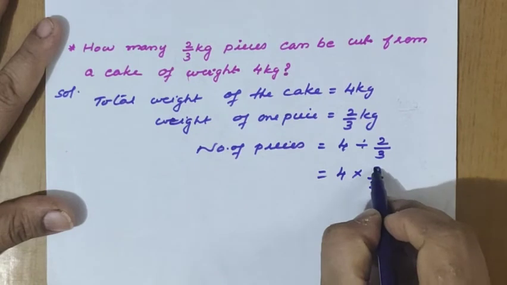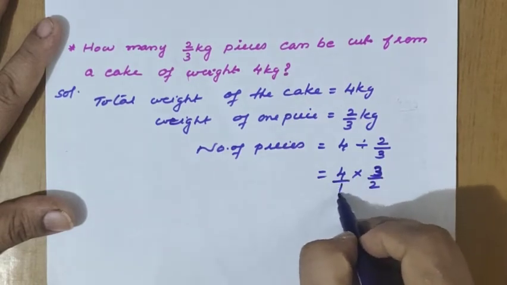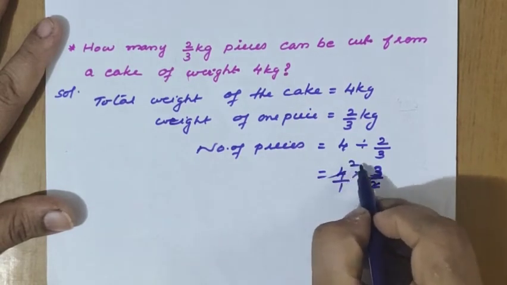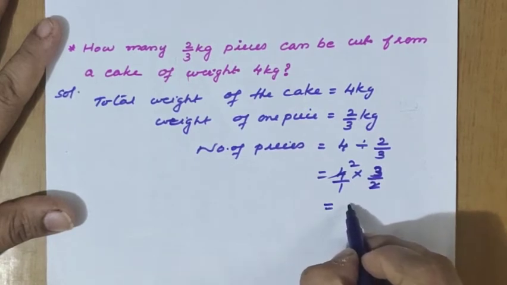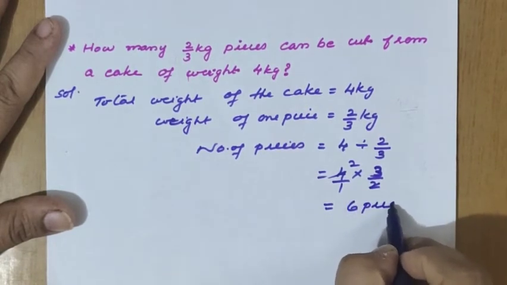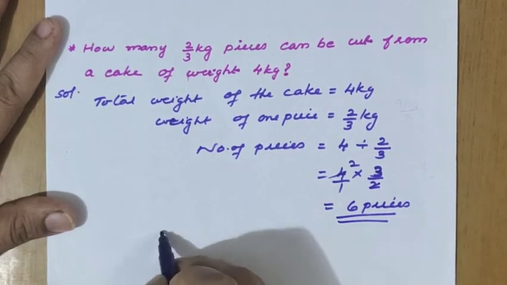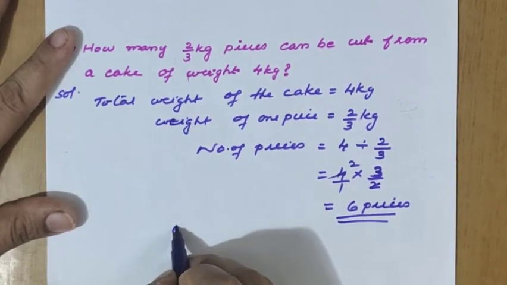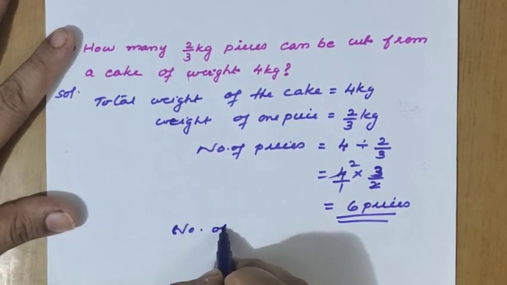What we have done here? The reciprocal. So 4 by 1 we can write here, cancel here. So 6 pieces we can make. So number of pieces is equal to 6.